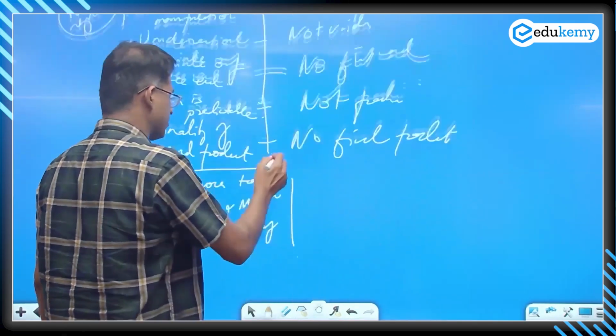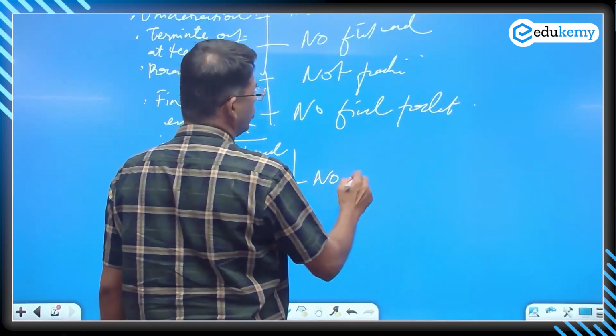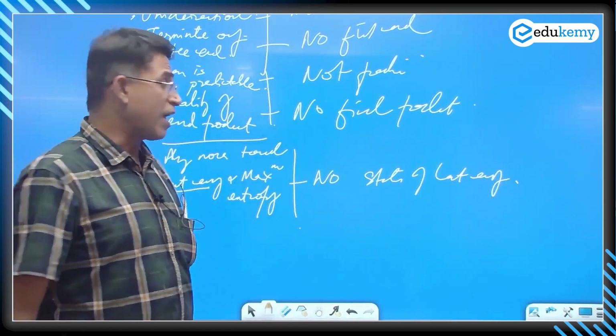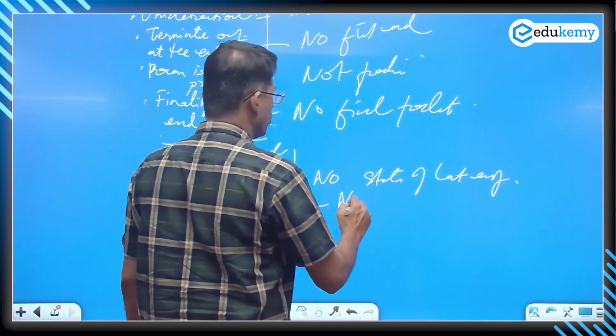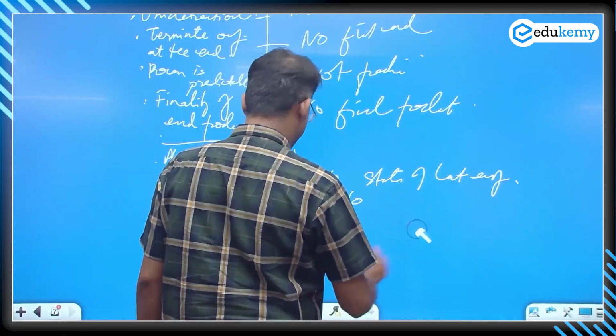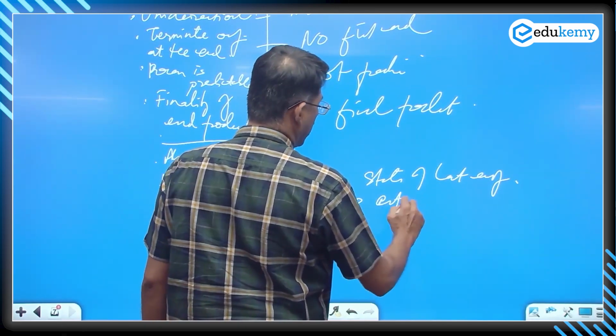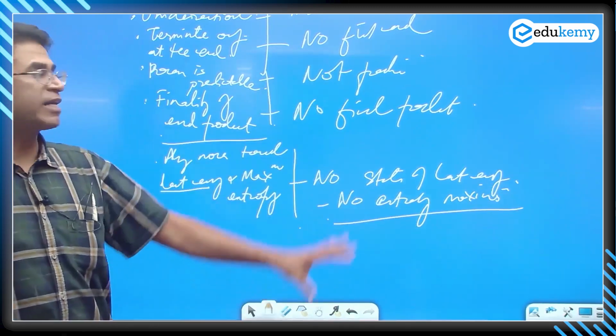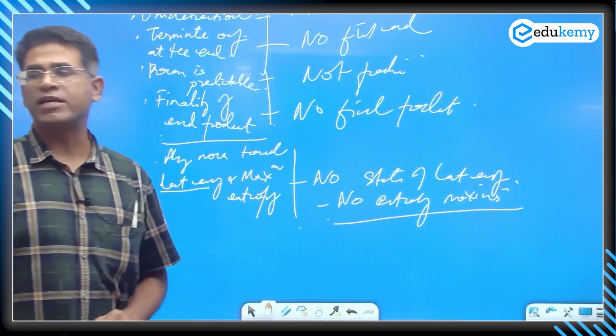In an open system, there is no state of least energy. Therefore, there is no energy. Sorry, there is no entropy maximization. It'll keep on changing. Okay.